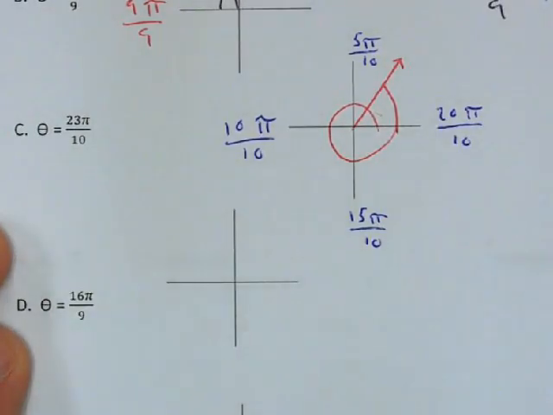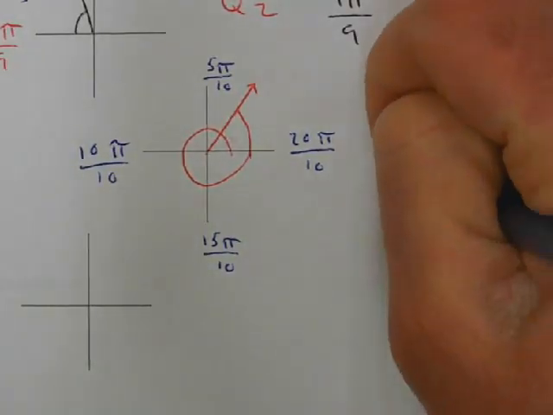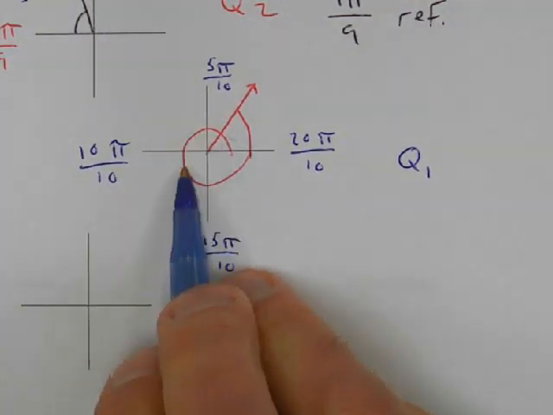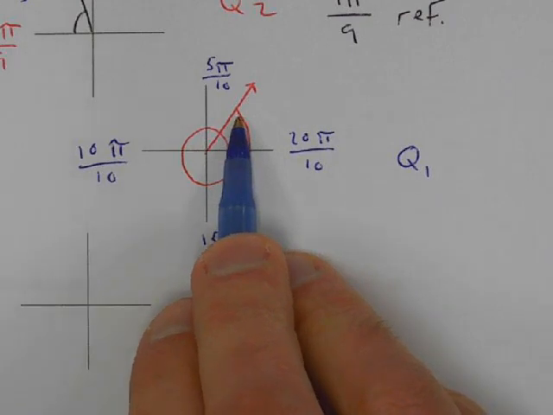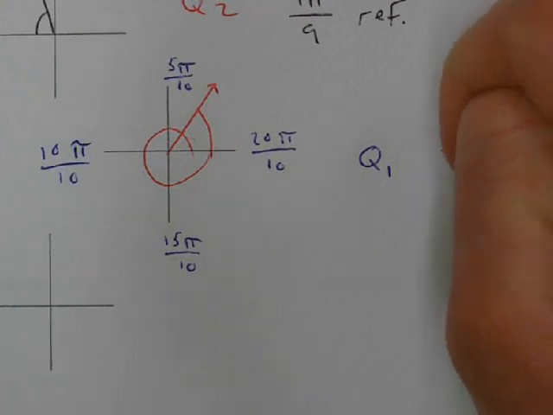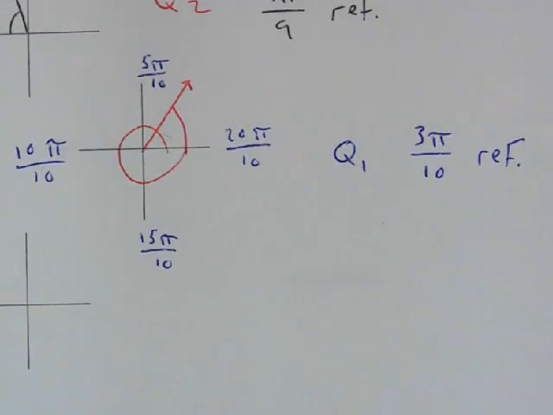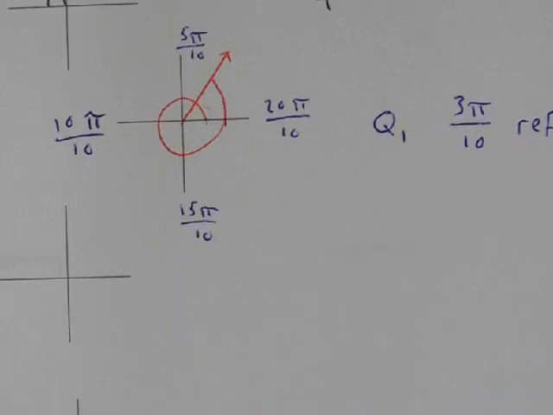So my terminating ray is going to be in quadrant 1. Let's see, we went all the way to 20 pi over 10, so how far past that did we go to get to 23 pi over 10? Well, we went another 3 pi over 10. So I have a 3 pi over 10 reference angle. All right, and then we'll stop there. We'll pick up the video on the next problem. Let's just pause for now.